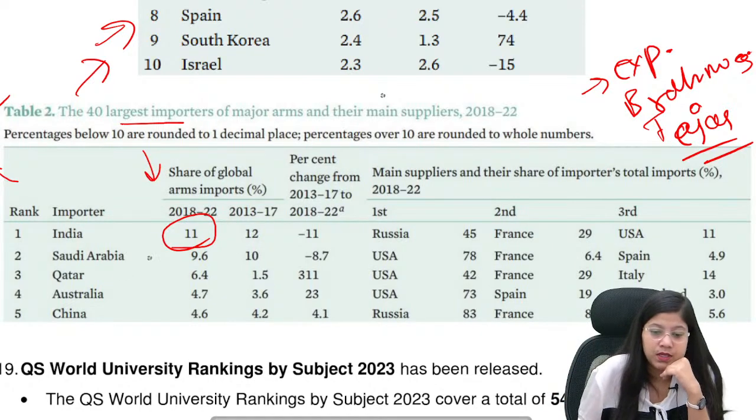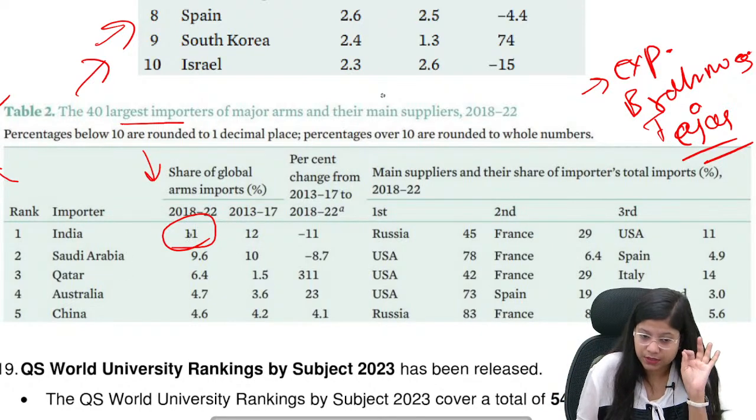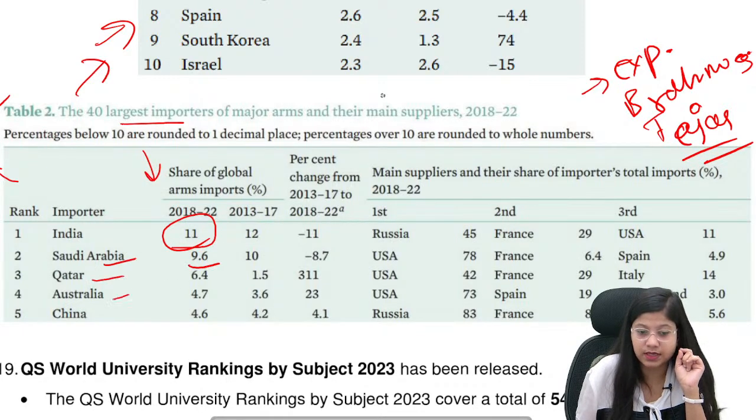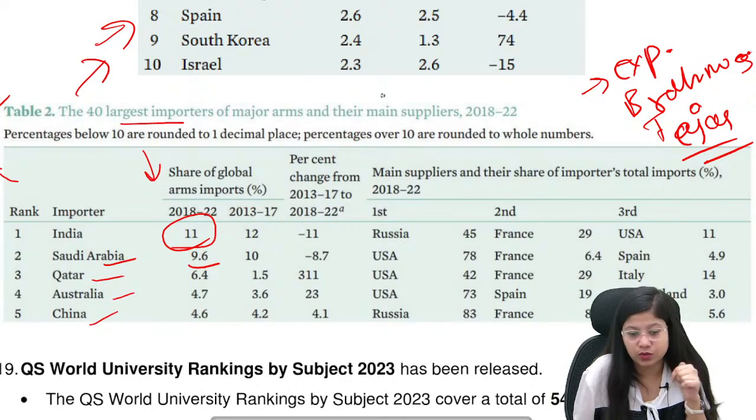So India accounted for an 11% share in the global imports. Then Saudi Arabia is at 9.6%. Then Qatar, Australia, China. So these are the top 5.